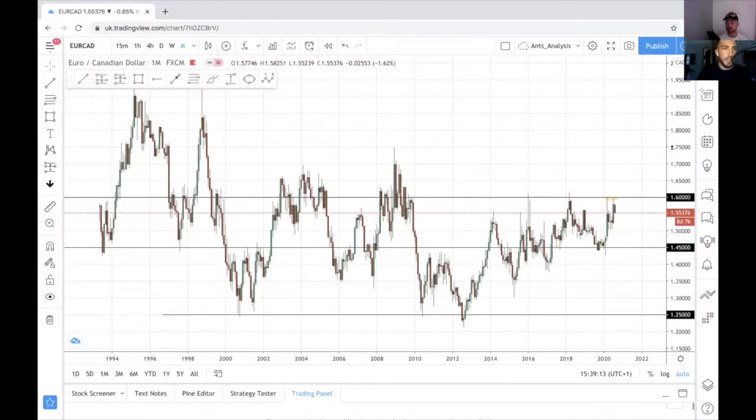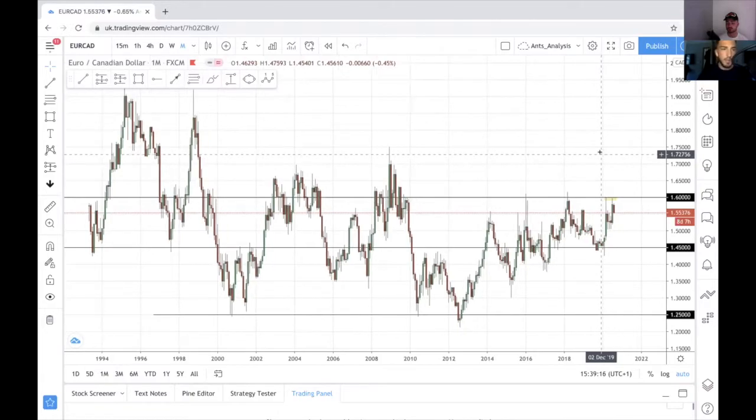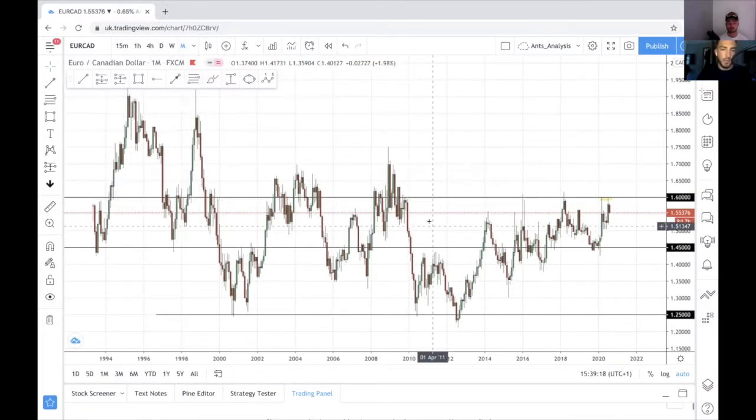Okay guys, so this is my top-down analysis for EUR/CAD. Starting on the monthly chart, I've drawn in my psychological levels, resistance at 1.6 and a support level in the market of 1.25. I've also drawn in a psychological level at a mid-range level across 1.45.